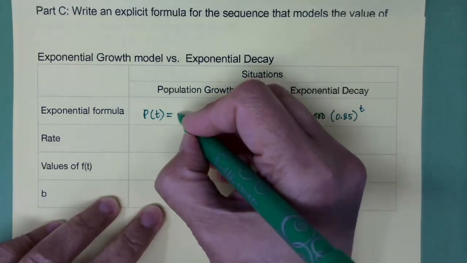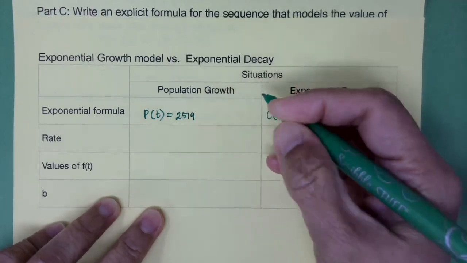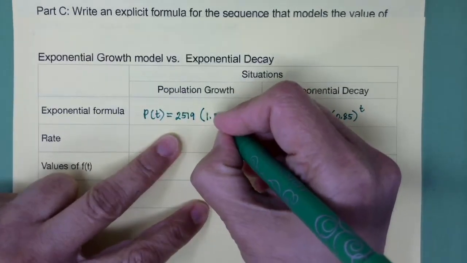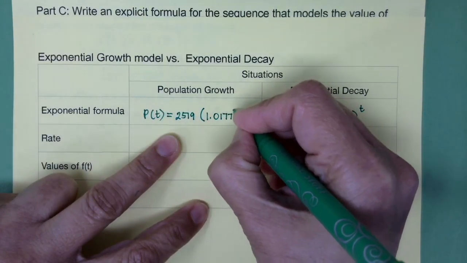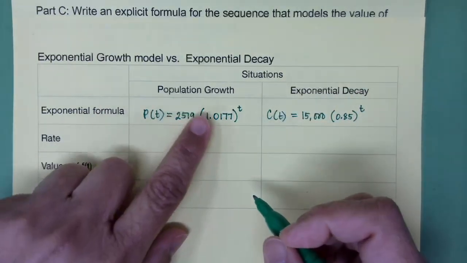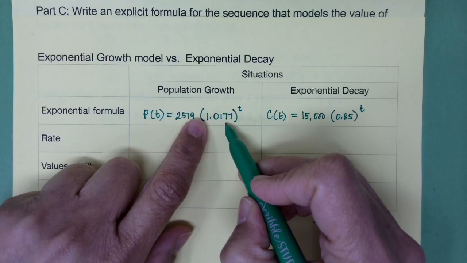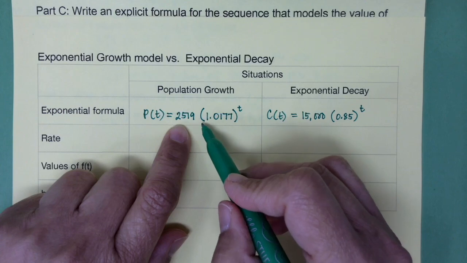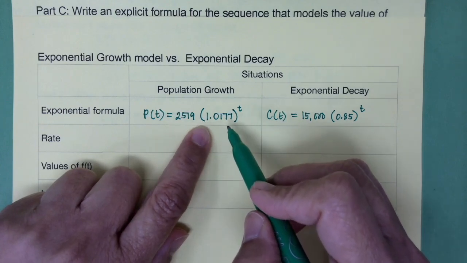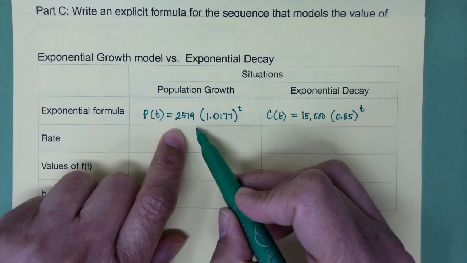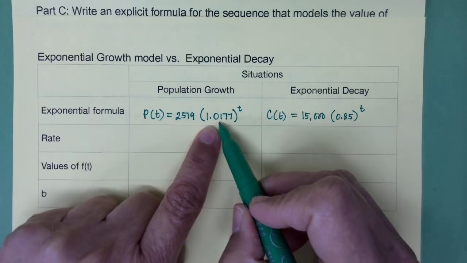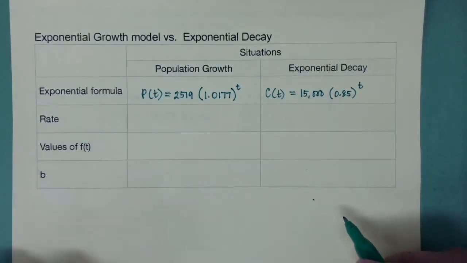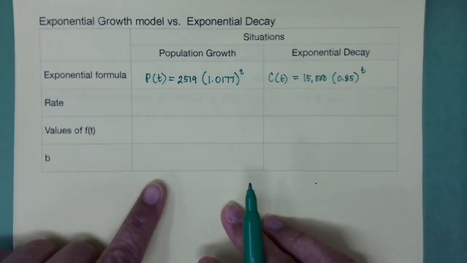2,519. That's the initial population, and we multiply this number by 1.0177 to the power t, because we know that the growth was about 1.77%. So therefore, the following year, the new population would be about 101.77% of the original population. But this is now the decimal form of that percent. Okay, so let's take a look at the similarities.